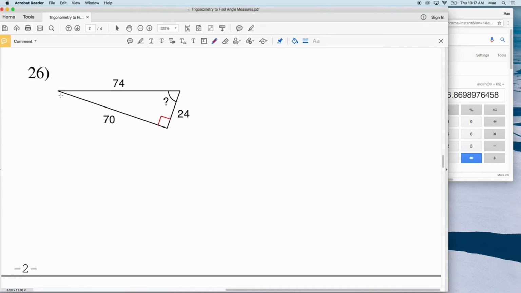And lastly, number 26. Let's go ahead and use cosine. Let's call this angle Y, and we're going to say the cosine of Y equals, remember, it's adjacent over hypotenuse. So the hypotenuse is always directly across from the right angle. And also another trick to figuring out what the hypotenuse is, especially when given all three sides, the hypotenuse is always the greatest side length. So 74 is greater than 70, and 74 is greater than 24, so that is the hypotenuse when dealing with a right triangle. So we know that 74 is our hypotenuse, and the adjacent is 24.